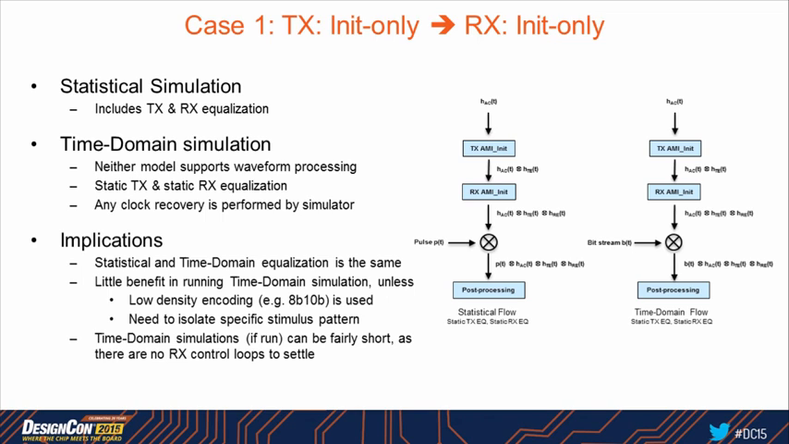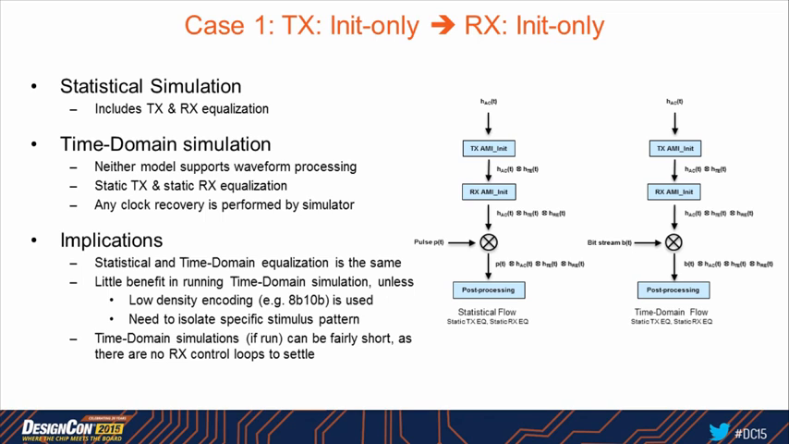And then whenever we're looking at an eye and we're trying to present it, somebody has to make decisions about where the left edge of the eye is and how to present it. That's the function of clock recovery. And since we don't have any clock recovery being performed by the model in this case, that's all being done by the simulator. Now, if we think about what that means, it means a couple of things. It means that the equalization that occurs during statistical and time domain simulation is exactly the same, right? Because all the model knows how to do is impulse response processing.